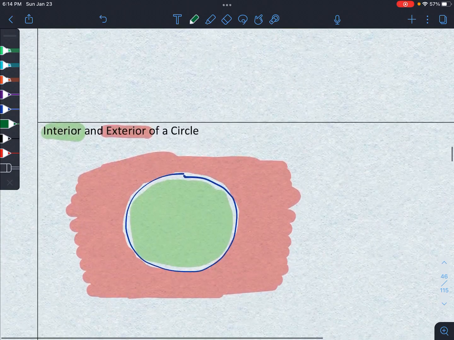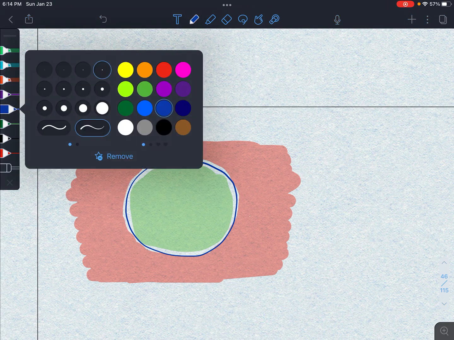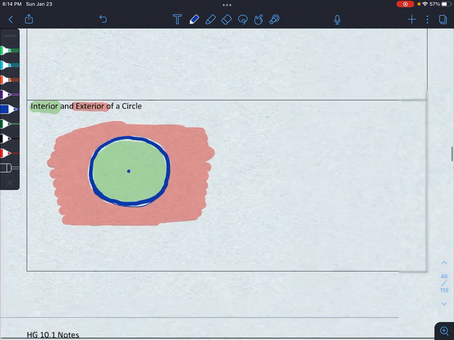All right, continuing on. So interior, exterior, circle. And then obviously the circle itself is that space or that line, which is the collection of those points around the center. So you can think of that as like three different regions: on the circle, in the circle, out of the circle.